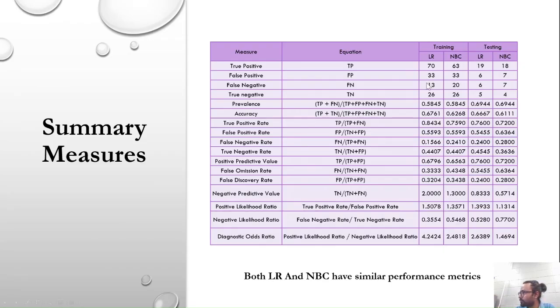So here, this was the result. These are the different performance metrics on the training data set for logistic regression and naive Bayes classifier. We can see that both of them have the same prevalence on the training data set, but in terms of accuracy, that is the ability of the model to predict true values, logistic regression is slightly better than naive Bayes. And both of the models seem to perform similarly on different aspects of the confusion matrix.